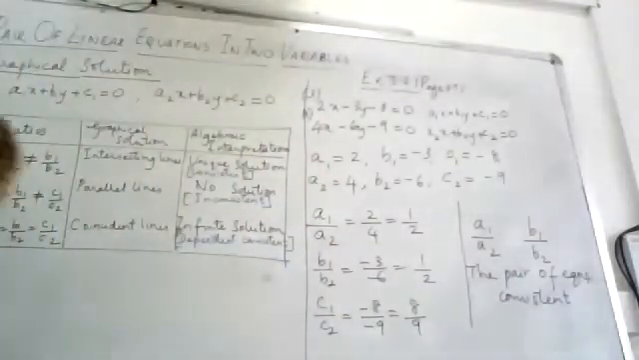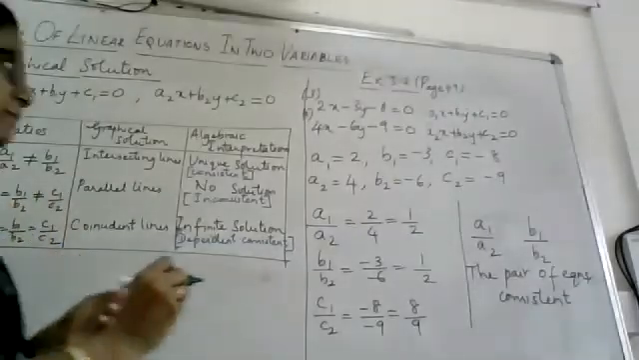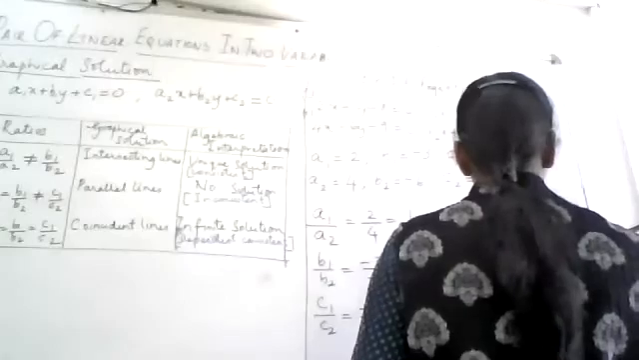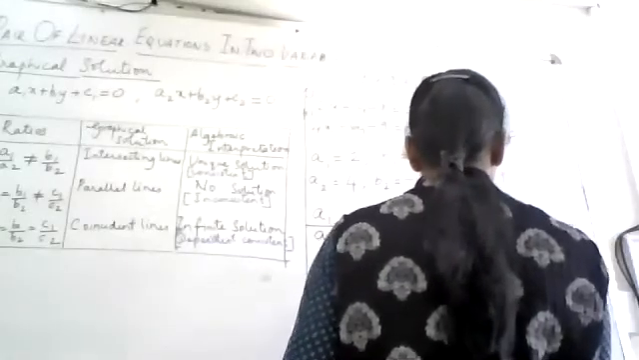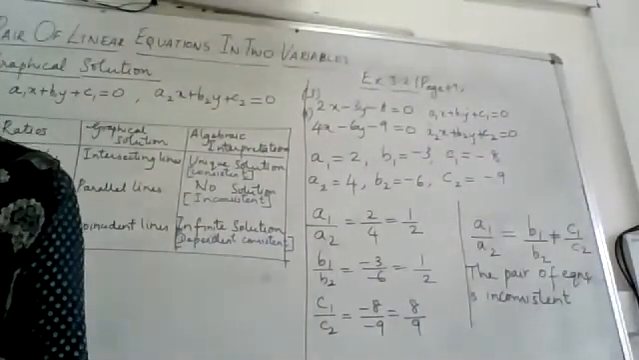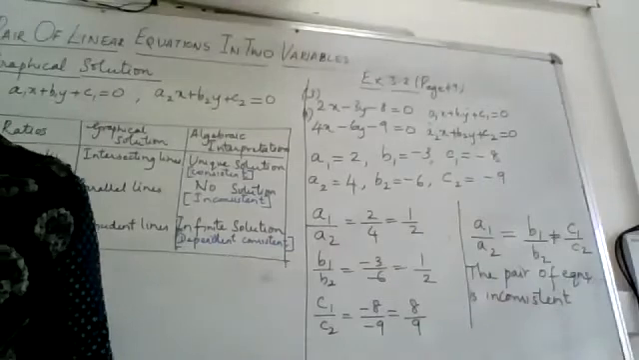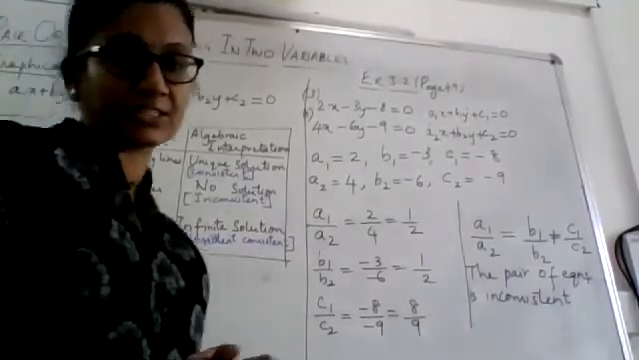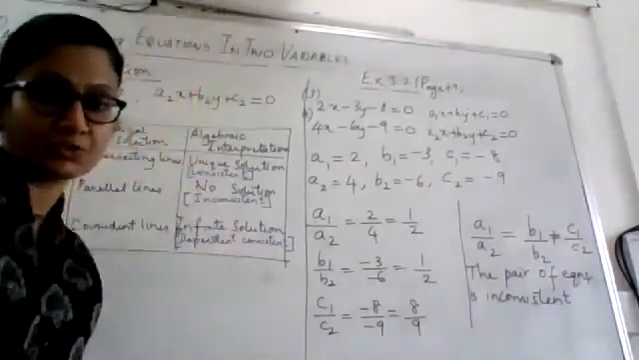Now, what can I see? A1 by A2 is equal to B1 by B2, but it is not equal to C1 by C2. So, the pair of equations is inconsistent. That's all you have to do. So, I think like this you will be able to complete the remaining 3 problems also there. Even if it is fractions, you should know how to divide fractions to find out the ratios.